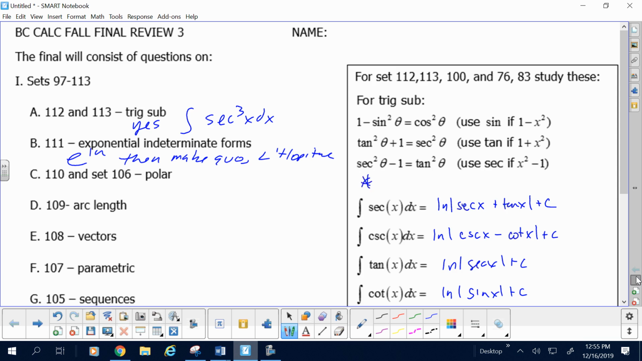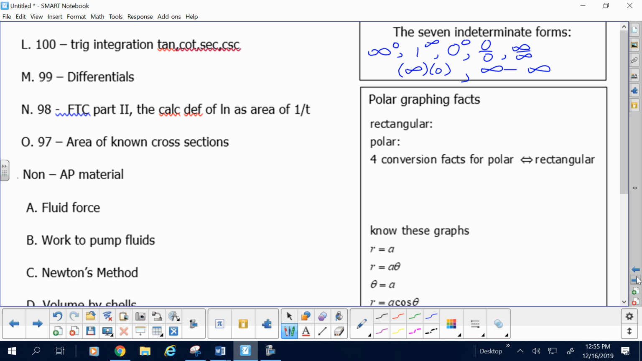They're both polar. First, vocabulary. When I say graph in rectangular, what does that mean? X and Y. And if I say graphing in polar, it means R and theta. Okay? There are 4 conversion facts, all of them governed by this picture. X, Y, theta, and R. Give me 4 conversion facts.